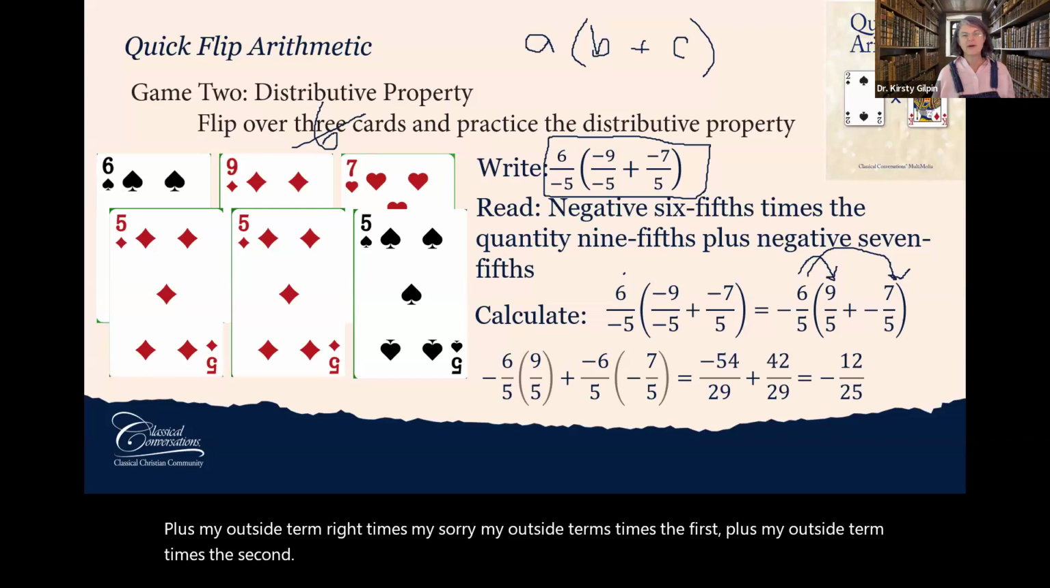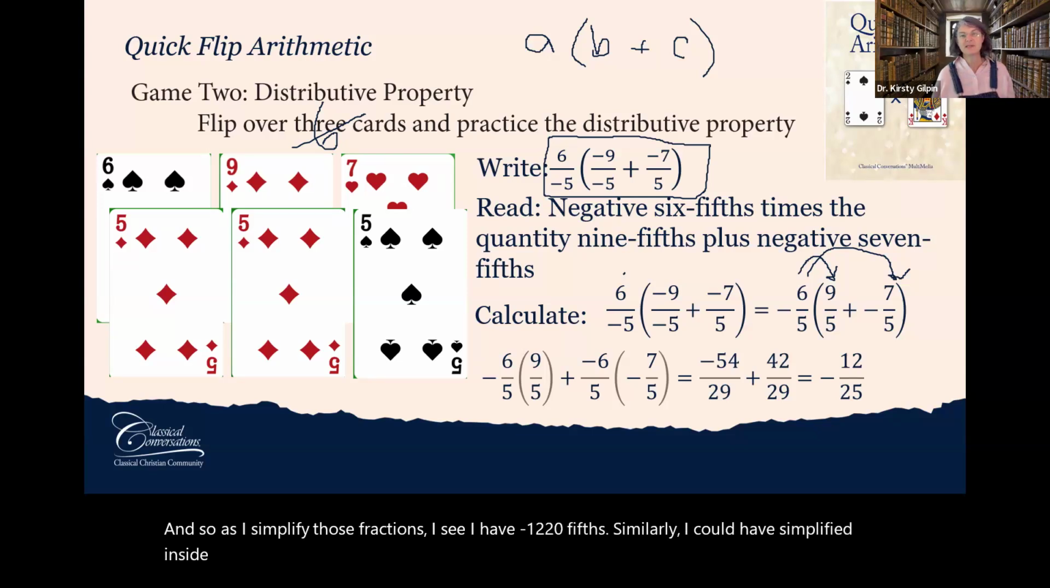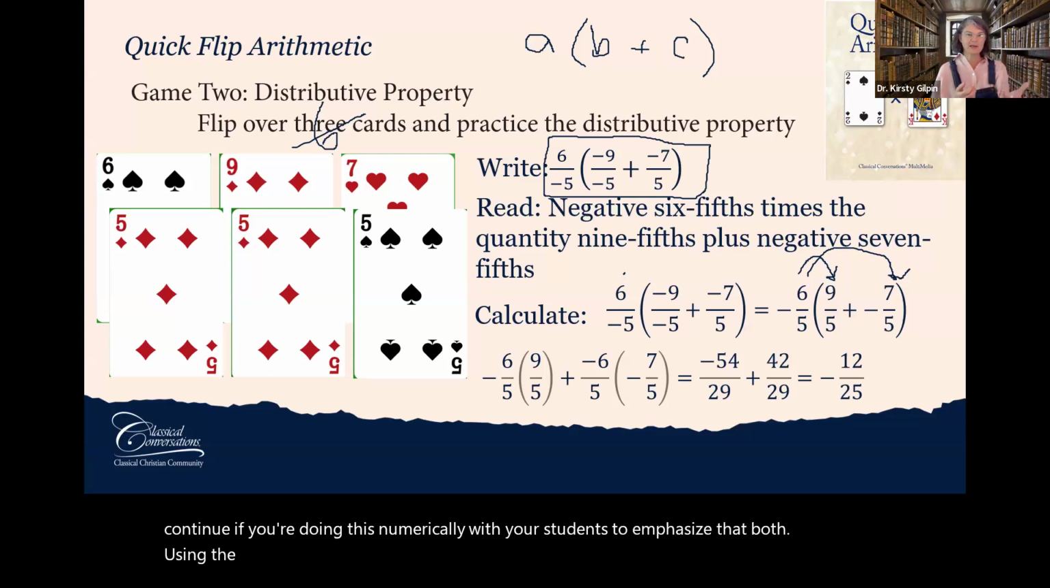And so as I simplify those fractions, I see I have -12/25. Similarly, I could have simplified inside, 9/5 minus 7/5 is 2/5, times 6/5 would give me the same -12/25. Right, so you could continue, if you're doing this numerically with your students, to emphasize that both using the distributive property and using our order of operations are going to give you the same answer.